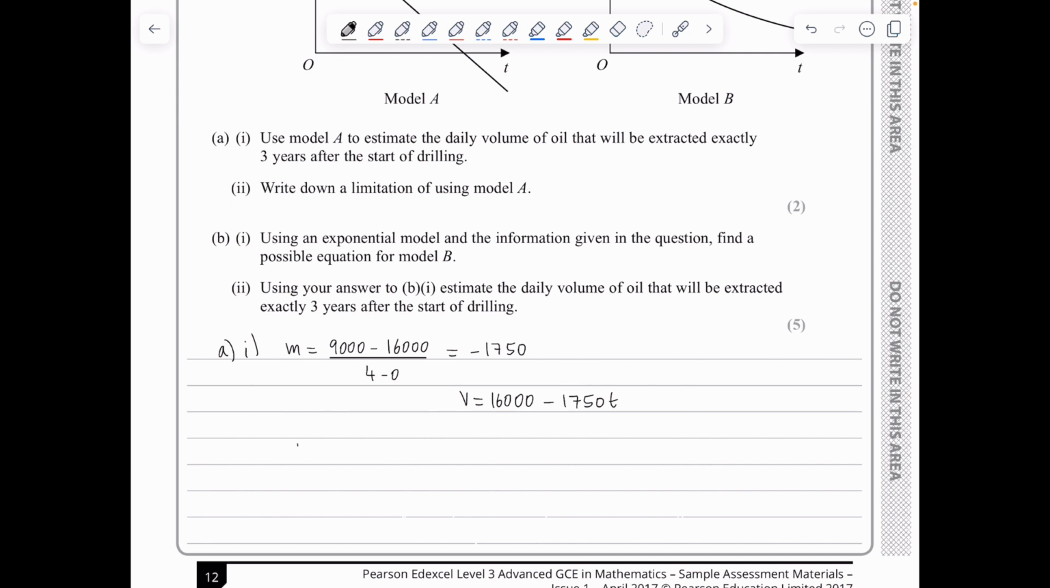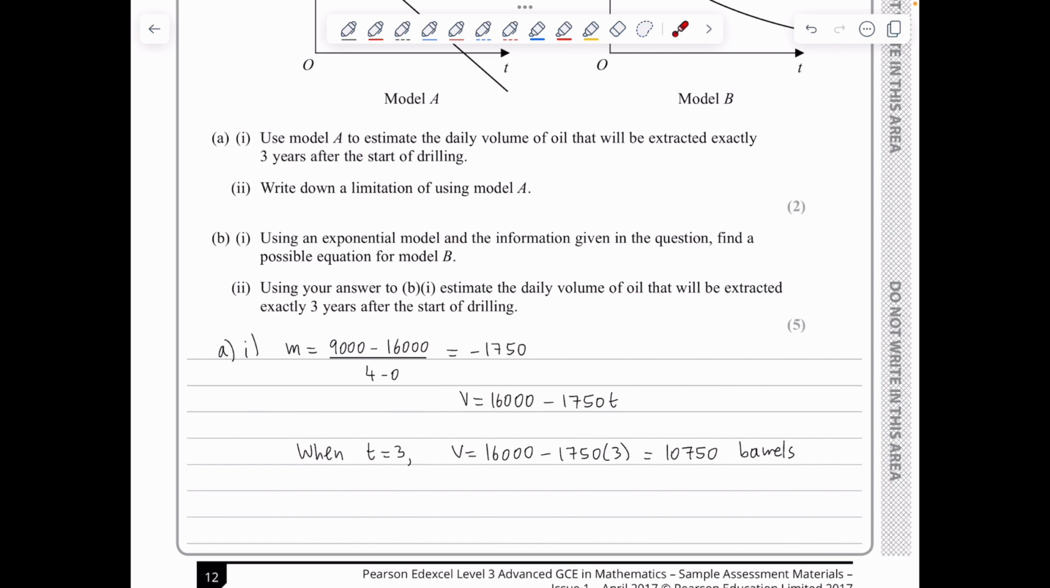And we need to find V when t is 3. So when t is 3, V is 16,000 minus 1,750 times 3, which gives an answer of 10,750 barrels. Don't forget to include the units here because it's a modeling question, so all the answers should be in context, and in this particular case it means stating units.